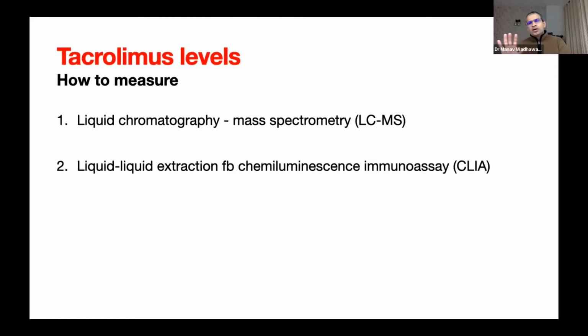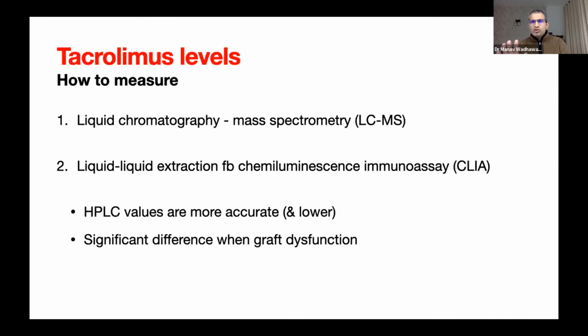Somebody who has good graft function and normal stable LFTs, the coefficient of variation between these two techniques is not much. They actually replicate each other. But somebody who has graft dysfunction, when the bilirubin is high, when the graft is not working well, there is a significant difference between these two values. The HPLC values, the chromatography values, are much more reliable, much more accurate, and they're actually lower than the CLIA values. And that's what we should specifically look for.